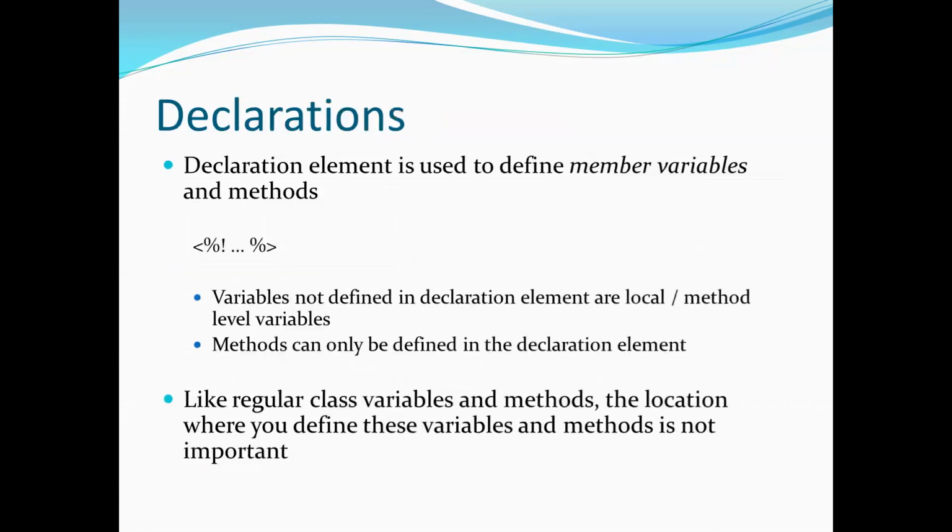After that, the declaration tag. The declaration tag is used to declare the members, variables, and the methods in your JSP page. Variables not defined in declaration elements are local method-level variables. Methods can only be defined in the declaration element. So what is meant by the declaration element?